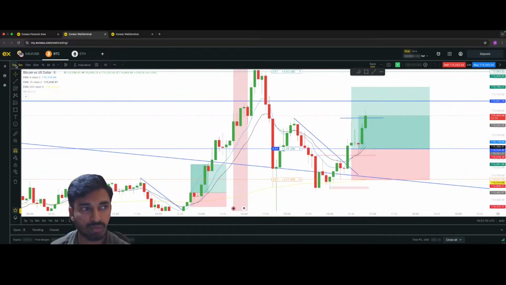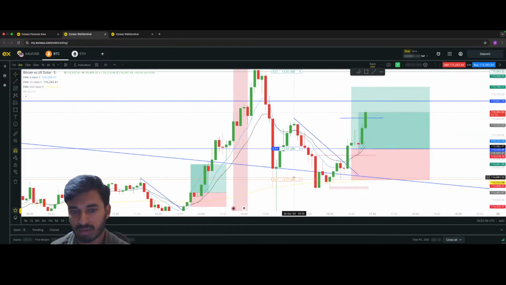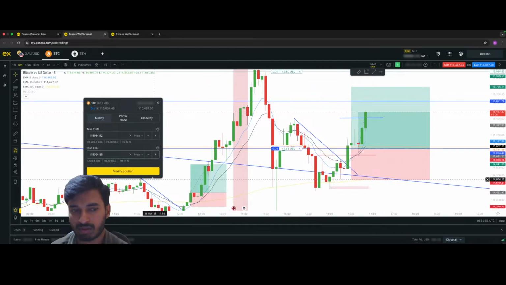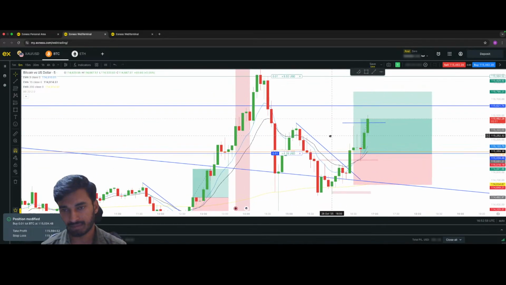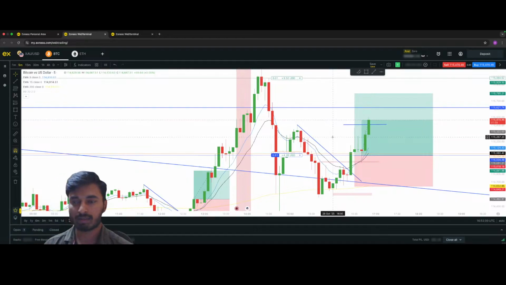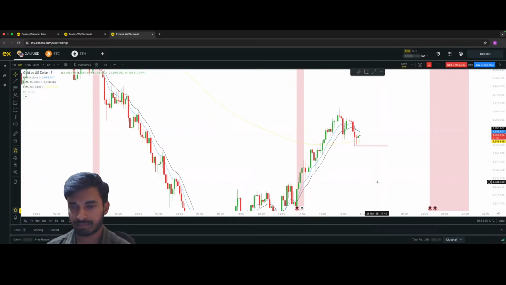Now 1:1 as given. I will shift my stop loss. See, this is my stop loss, right? I will shift my stop loss to cost. Now my trade is completely risk free. We'll see in gold. Gold is not moving yet.